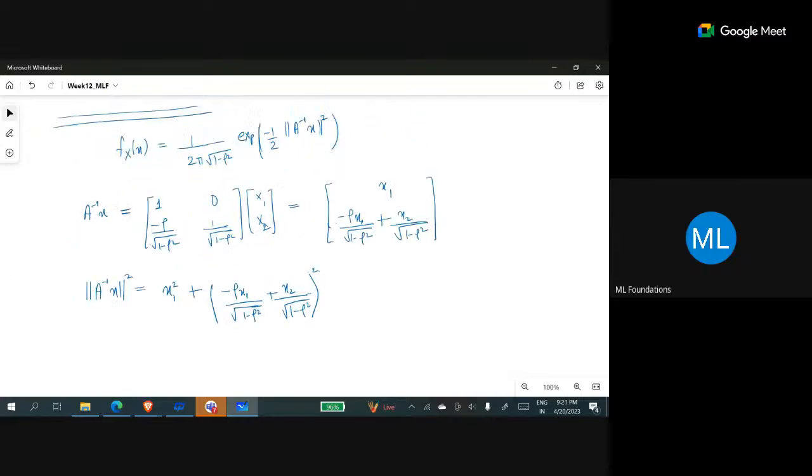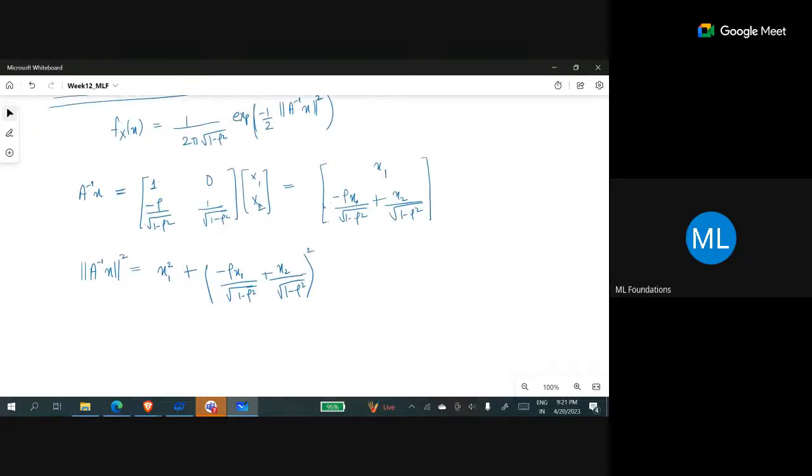Now let's move to writing this expression. So what we are writing is f_X(x) as 1 upon 2 pi under root of 1 minus rho square, e to the power minus 1 by 2 times the norm square. So I can just do x1 square minus rho x1 plus under root of 1 minus rho square, plus x2 by under root of 1 minus rho square. Correct?